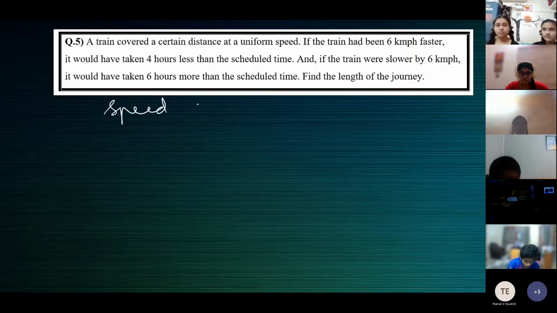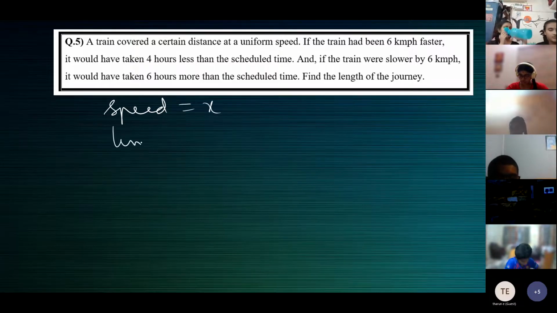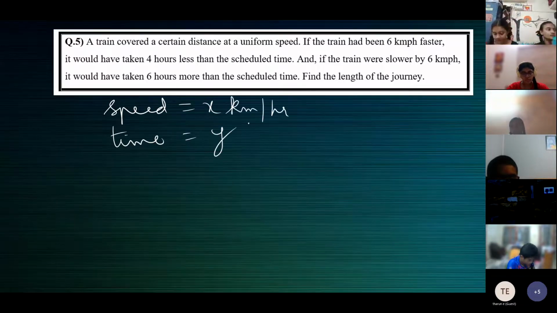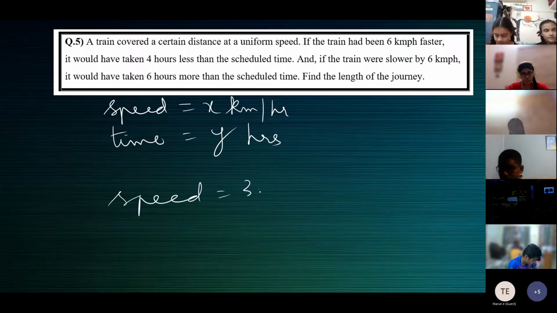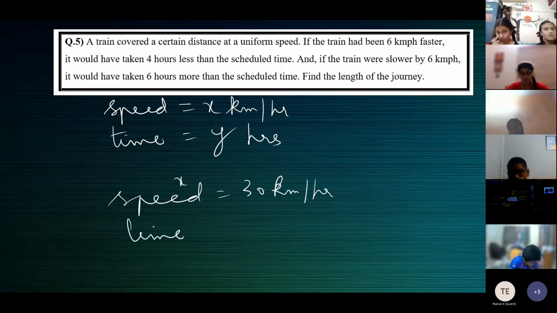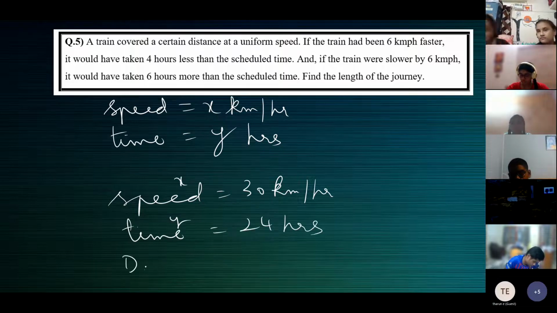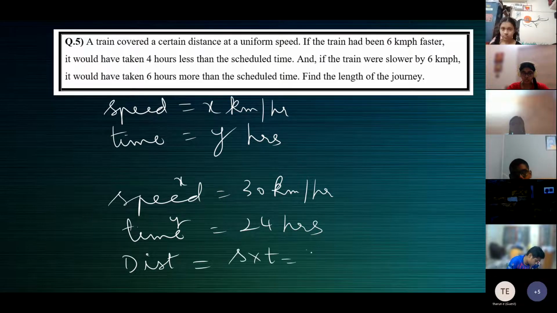Certain distance, the uniform speed. We have taken speed as x and time as y. Speed x kilometer per hour and time y hours. Now we got the answer. Speed is equal to 30 kilometers per hour because x is 30, and time y is equal to 24 hours. Then you find the distance, the length of the journey, which is speed into time, 30 into 24, 720 kilometers.